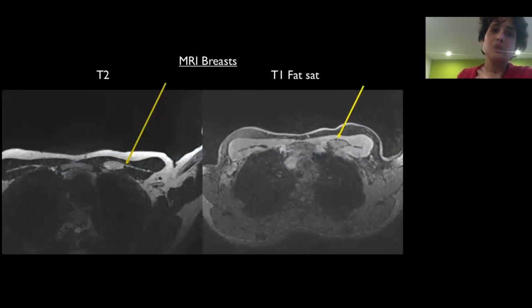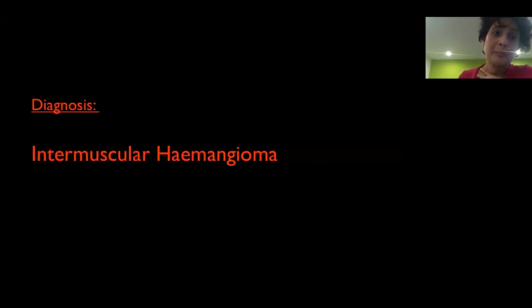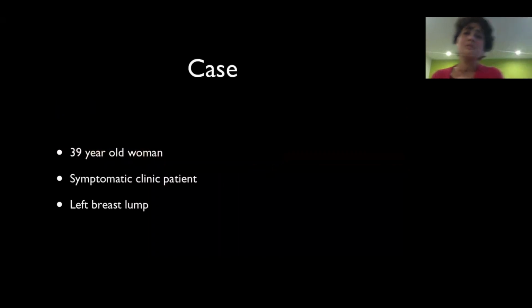And that is what we saw on the MR. It's deep to the muscle. It is a fat-containing lesion, and the arrow on the right points to the lesion itself. The arrow on your left points to the feeding vessel. So there was vascularity within this lesion. This is a hemangioma. It's intermuscular, between the muscles, so deep to one of the muscles that you saw.